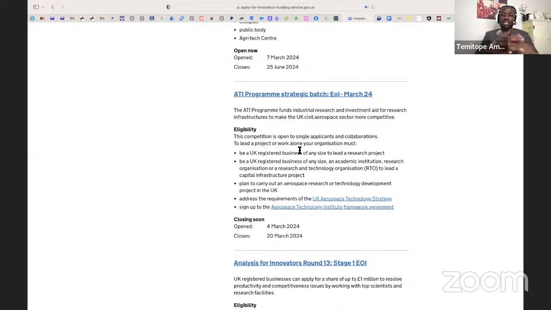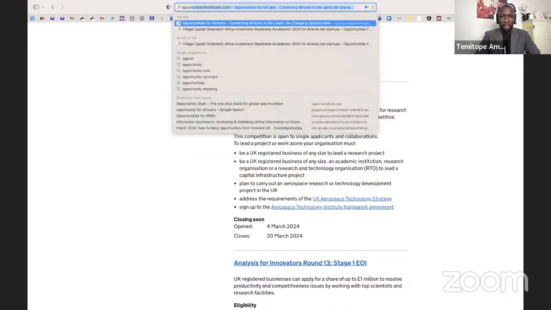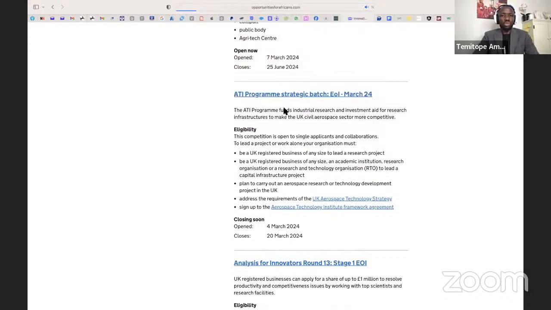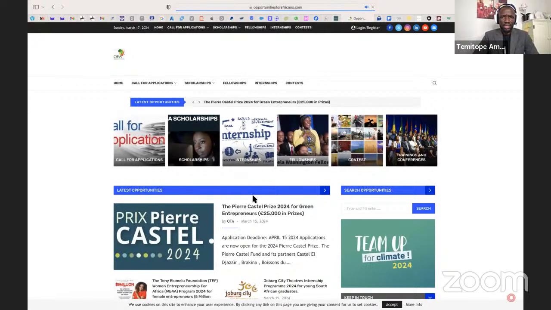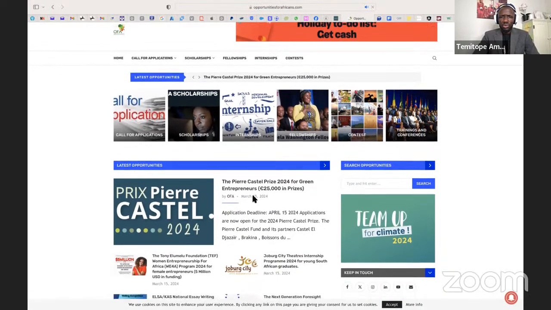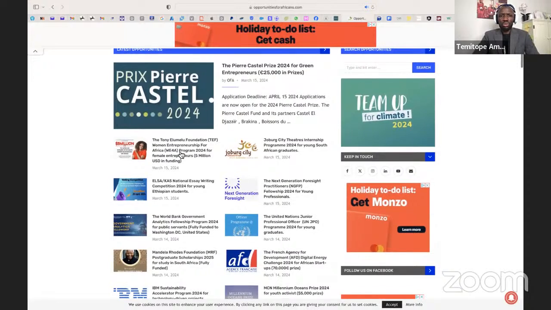Like I said, I would try as much as possible to be doing one or two applications per week on some of these pages to reveal opportunities that are available. So for those in Nigeria, let me show you something that will be interesting to you also, on opportunities for Africans. If you look at this page, there are a lot of grant opportunities on this page as well.